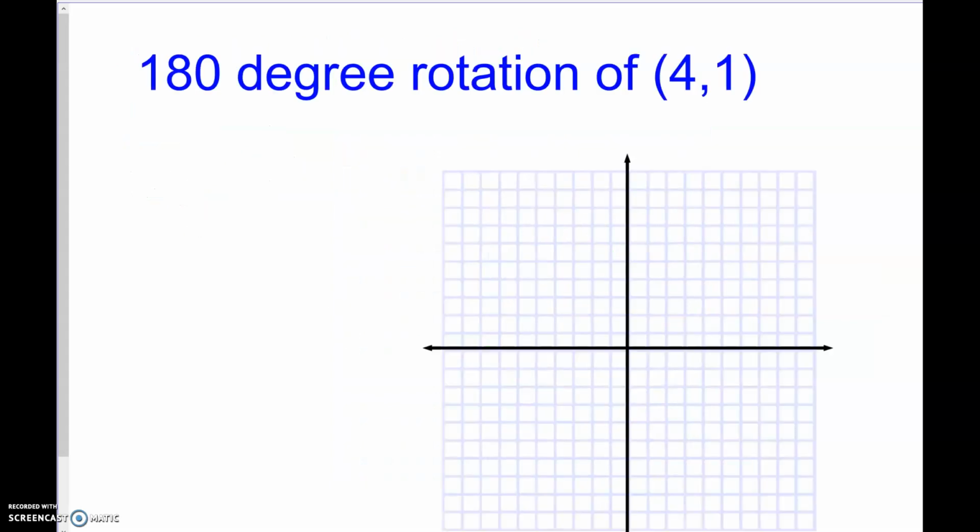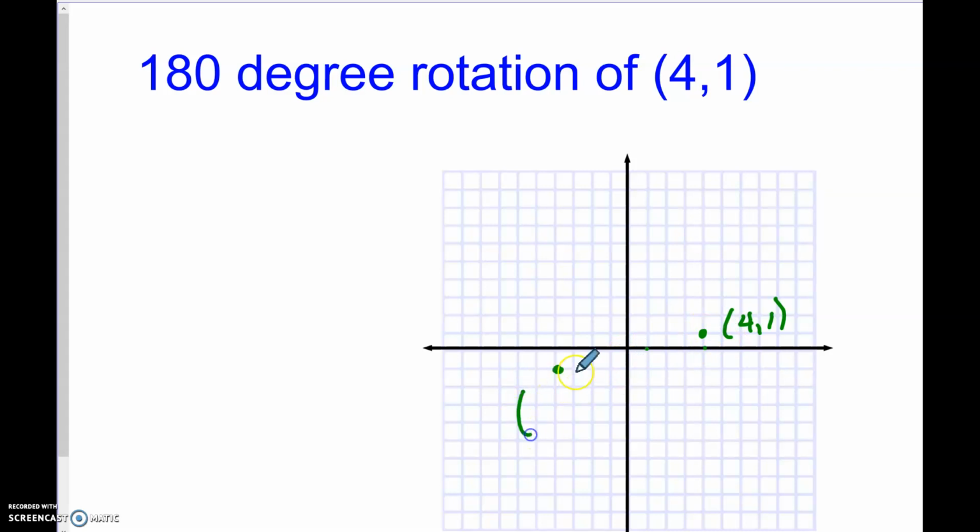All right, now what would it be for a 180-degree rotation? So go to 4, 1: 1, 2, 3, 4, 1. So we have that ordered pair right there, 4, 1. Now if we're going to do a 180-degree rotation, does that make sense that this is going to be 1, 2, 3, 4, and down 1 to get that nice perfect straight line through there? So down 1 over 4, down 1 over 4.